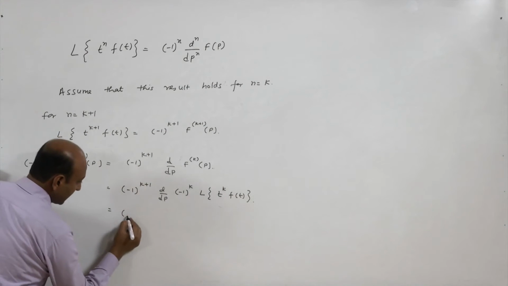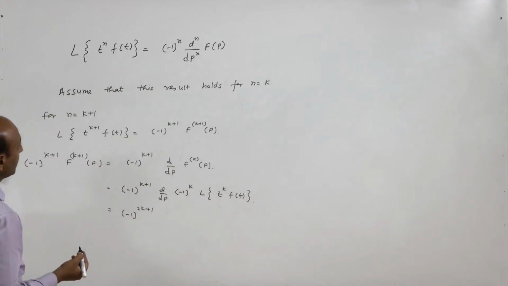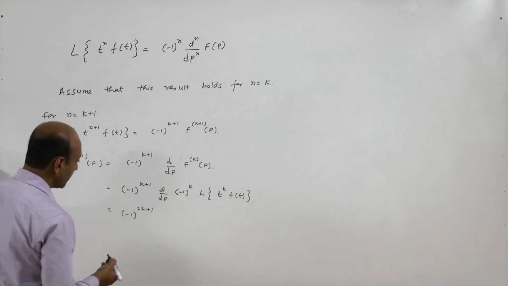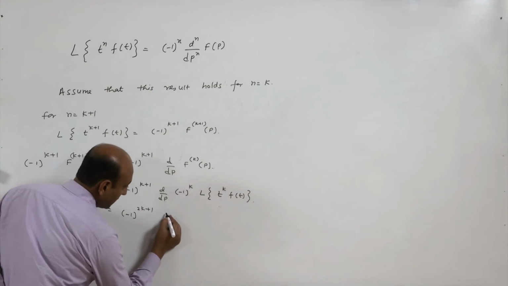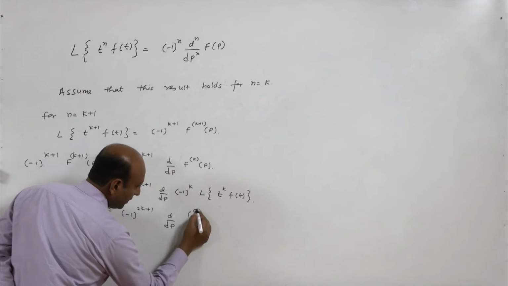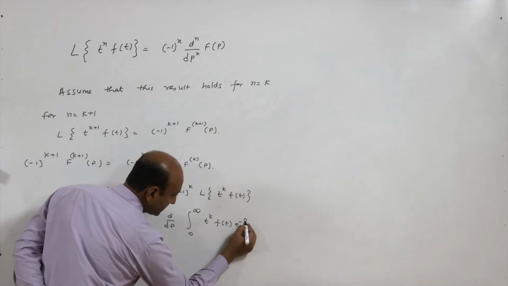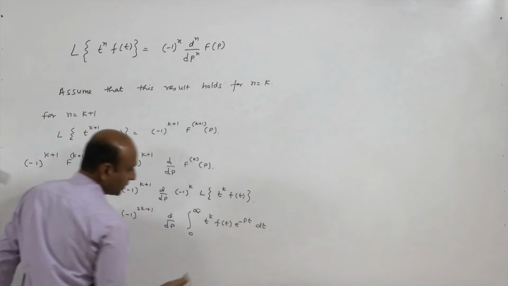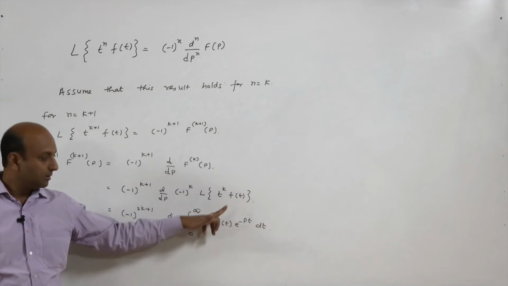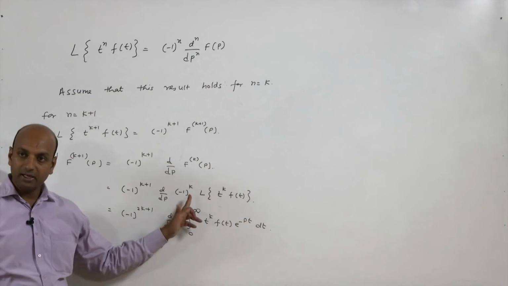So, this is (-1)^(2k+1), and this is d/dp of the integral from 0 to infinity of t^k f(t) e^(-pt) dt, because the Laplace of t^k f(t) is nothing but the integral from 0 to infinity of t^k f(t) e^(-pt) dt.